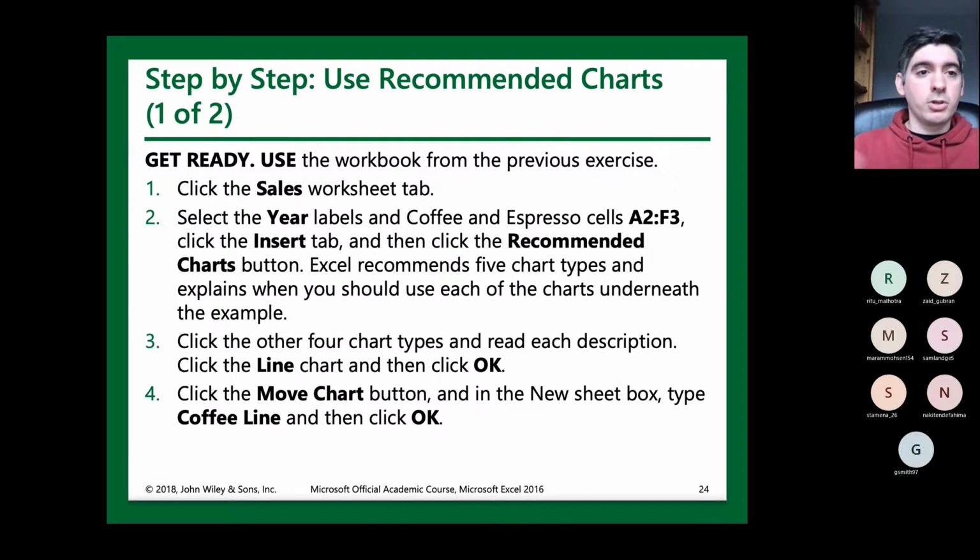So using that workbook, select the year labels and coffee and espresso cells from A2 to F3. Then in the Insert tab, use a recommended chart. So it recommends 5 chart types and explains when you should use each of the charts underneath its example. So click the other 4 chart types and read the description. Once you've done that, do a line chart in the recommended way and move it to a new sheet. Okay, so I'll just give you 2 minutes to just work through that.